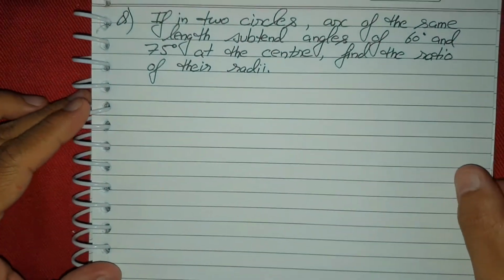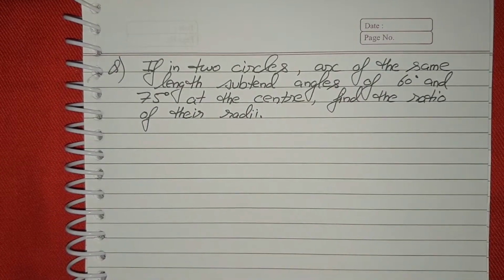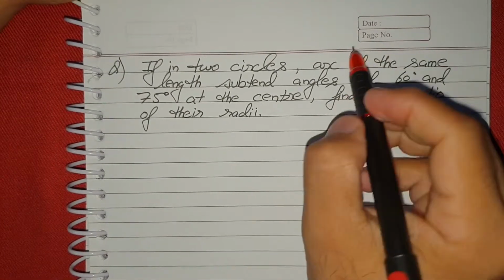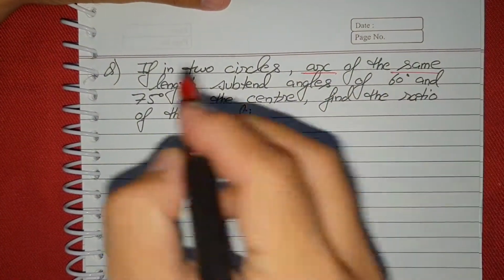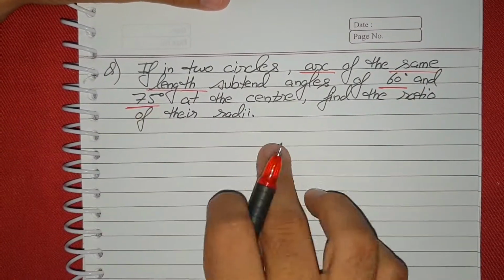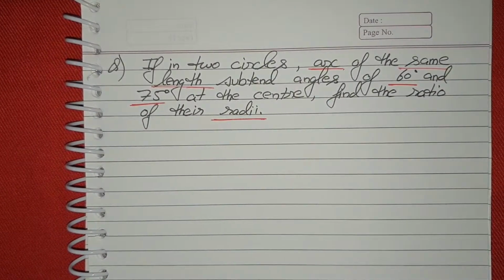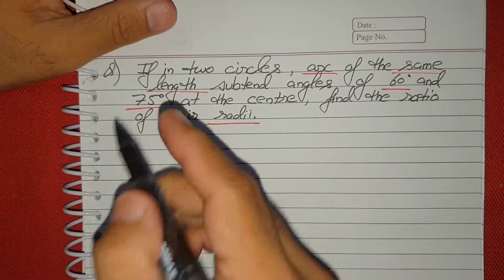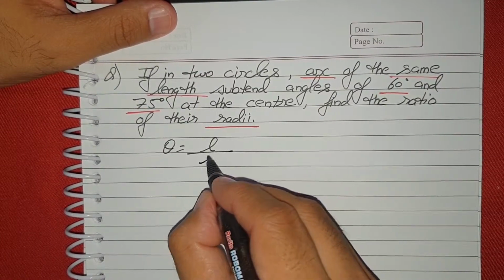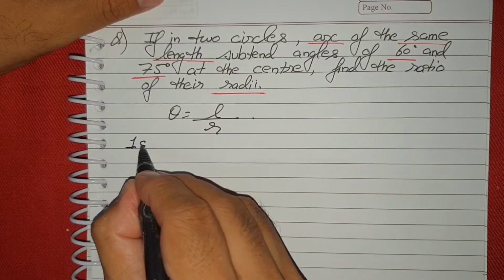Now, our next example. If in two circles the arc of same length subtend angle of 60 degree and 75 degree at the center, find the ratio of their radii. Now see, the point is there is an arc, they are of same length. The L is same and they are subtending angle of 60 degree and 75 degree at the center. Find the ratio of their radii. In this case, you have to use the formula theta is L by R. So now you can take for the first circle.